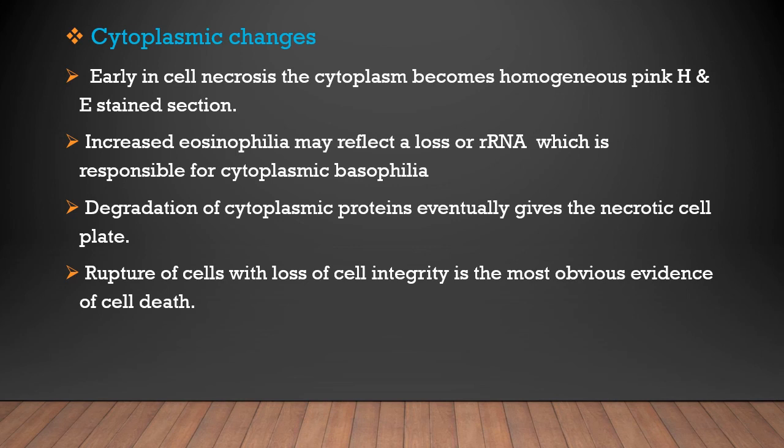In pycnosis, the nucleus shrinks, and in karyorrhexis the fragmentation of chromatin material is seen, and in karyolysis total breakdown of the nuclear material is seen. These are the sequence-wise changes seen in necrosis. These are the nuclear changes and cytoplasmic changes of necrosis.